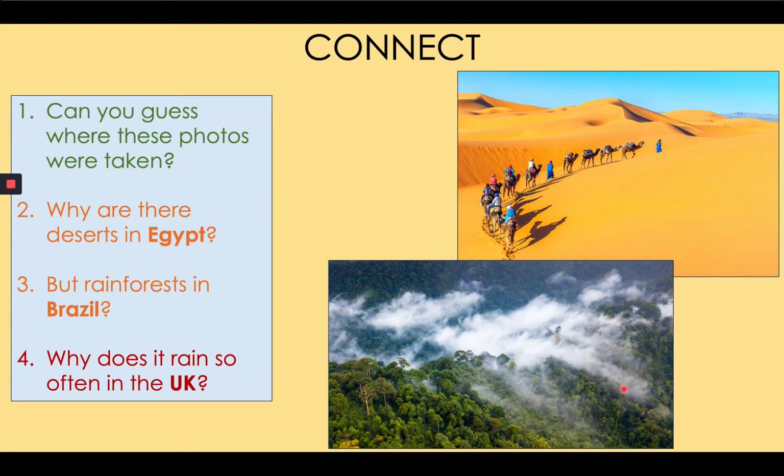This photo, a rainforest. You may have heard of the Amazon rainforest, the largest in the world, but this is in fact the Congo rainforest in Africa. 2. Why are there deserts in Egypt? Well, there's something about where Egypt is located in the world that makes it not only hot but also dry.